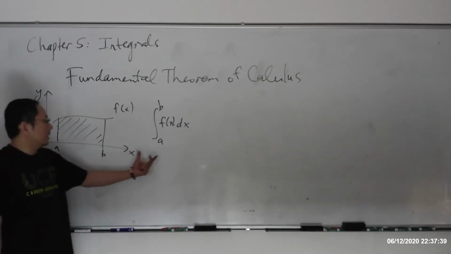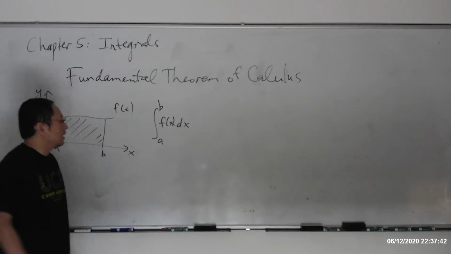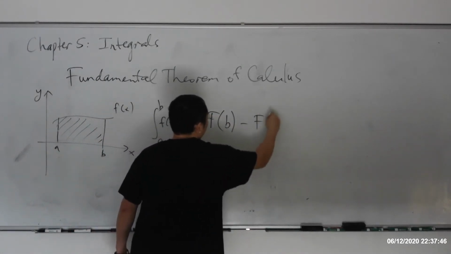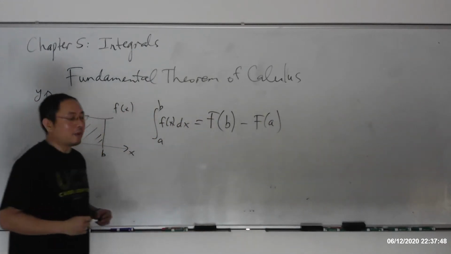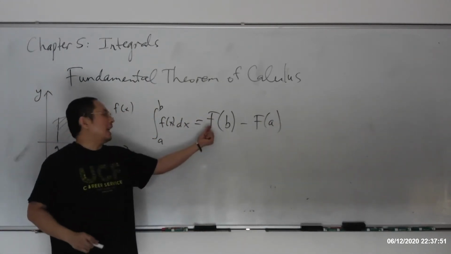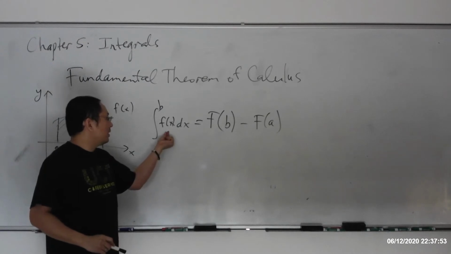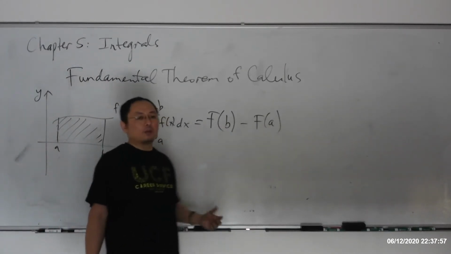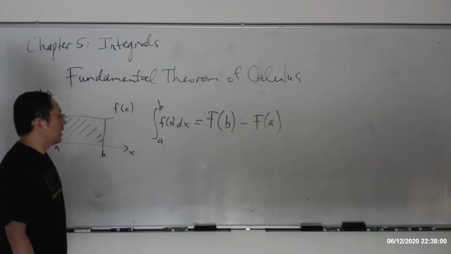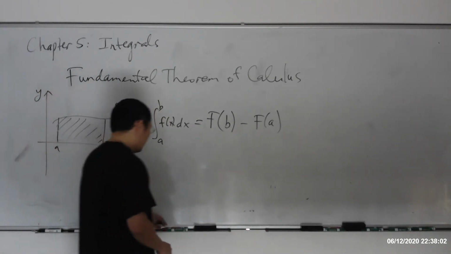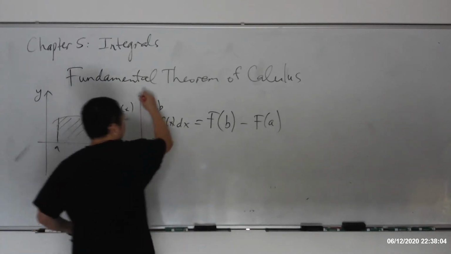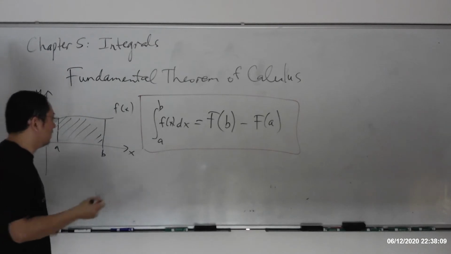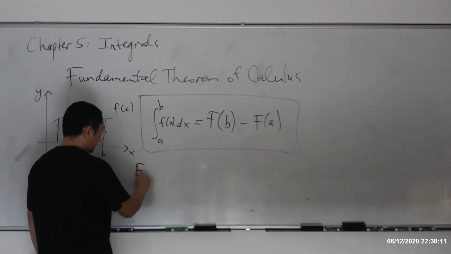So the fundamental theorem says this. You can calculate this integral as equal to big F of b minus big F of a. Remember what we mean by big F? The antiderivative of the small f right here. And you plug in the value of b, which is the upper bound, and do the same thing for the lower bound. You take the difference. Then you have the area right away. And box that from the fundamental theorem of calculus.